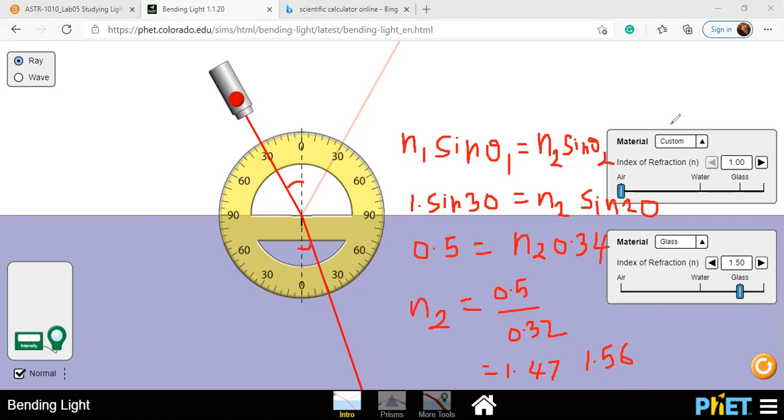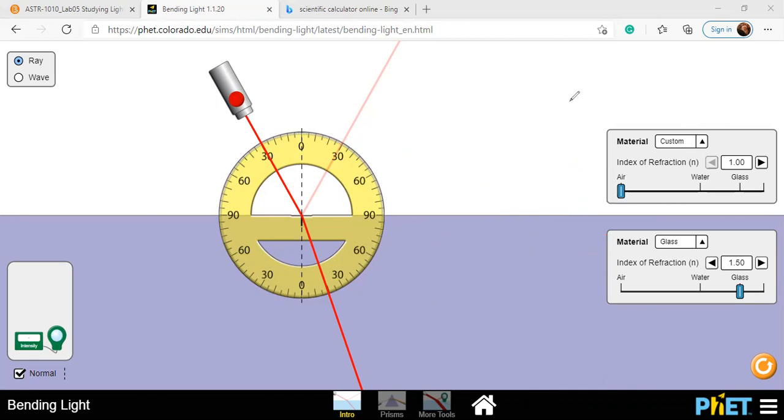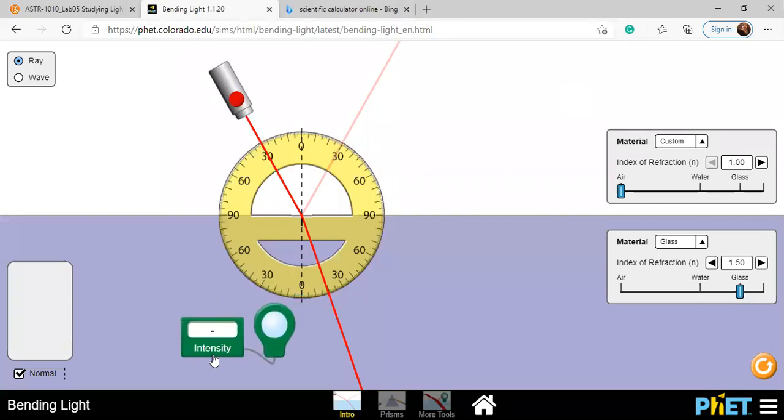So let me clear this one and go back to other stuff. Okay, so you can observe other things also. For example, if you wanted to check the intensity, what will happen when light passes from rarer medium to the denser medium, you can check that. For example, right here, you can check the intensity, it is 100%, right? If you go here, see the intensity is also decreasing, right? And if you go here, this is the reflected light, intensity is very, very low, right?